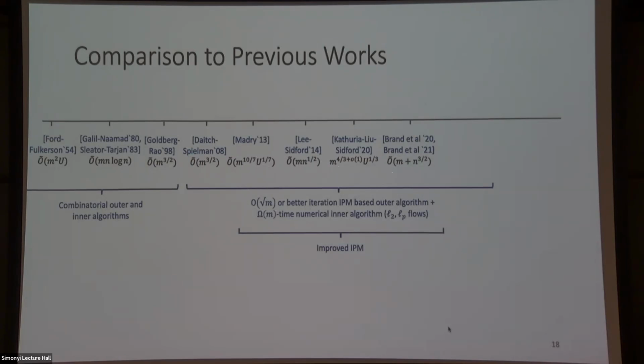Right, so the focus was the outer. For each of these problems, the inner problem was still linear, right? It took linear time at every inner iteration. So what about the last work of Brand et al.?